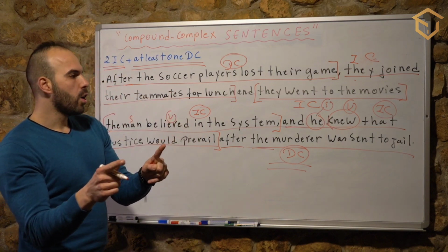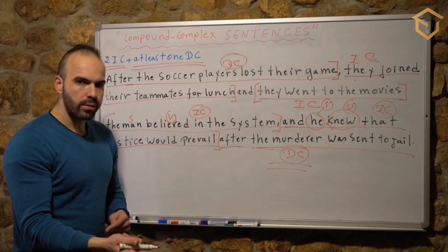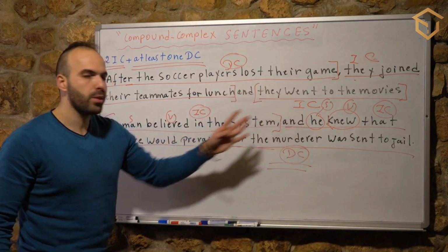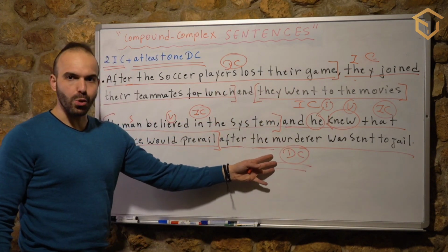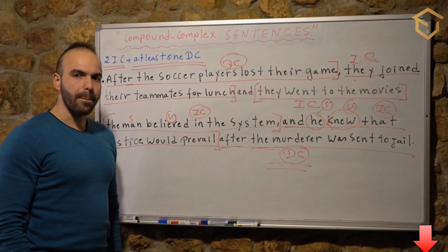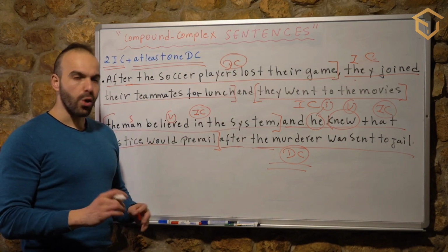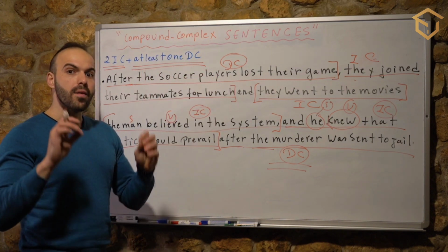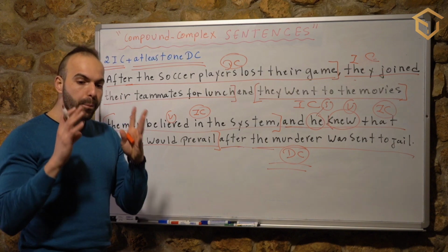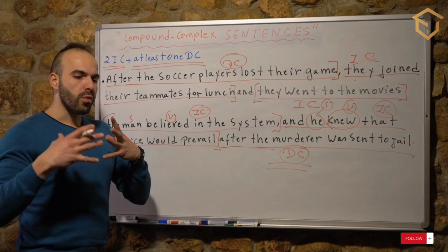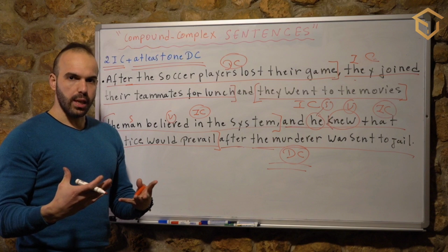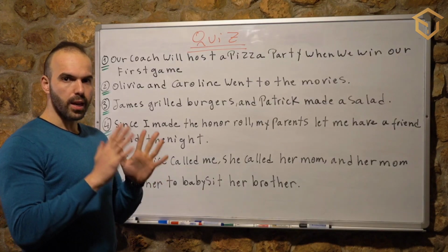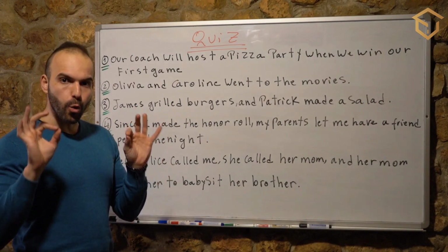After the murderer was sent to jail, okay, what happened then? It wouldn't make sense. So as you can see, we have two independent clauses and one dependent clause, and so that's definitely a compound complex sentence. So learn how to use this very well to show your fluency and your proficiency in English.